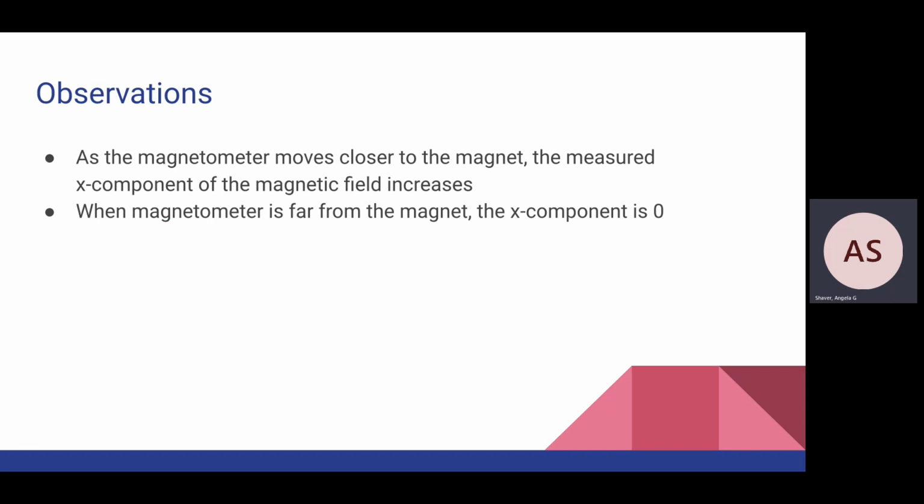Some observations from the experiment and the data were that as the magnetometer moves closer to the magnet, the measured x component of the magnetic field increases. And when the magnetometer is far from the magnet, the x component of this is 0.